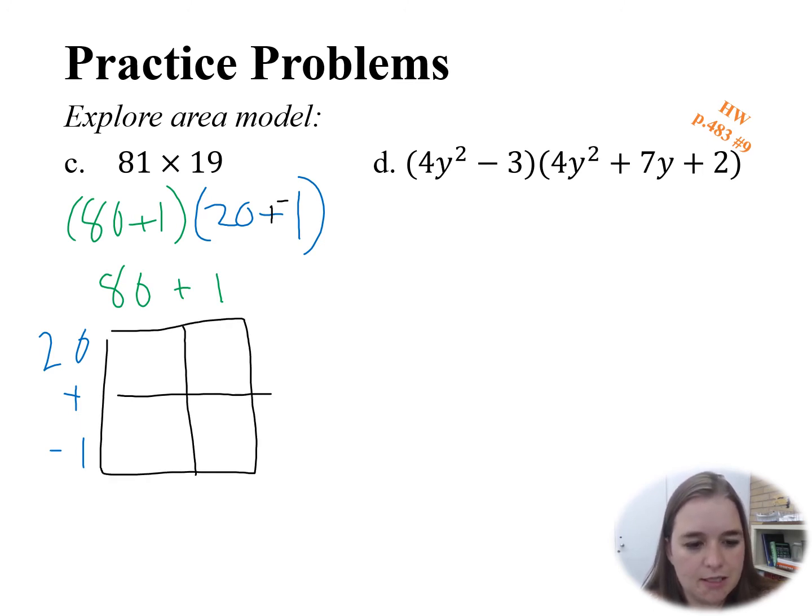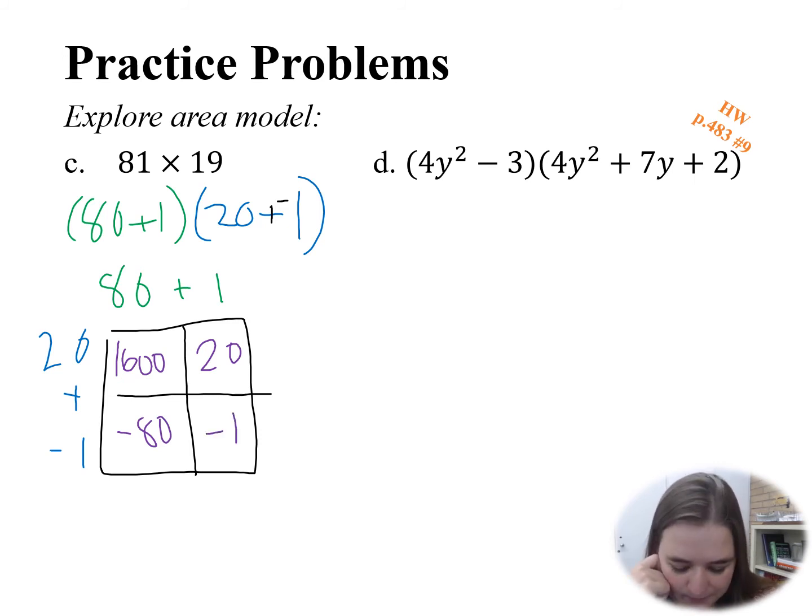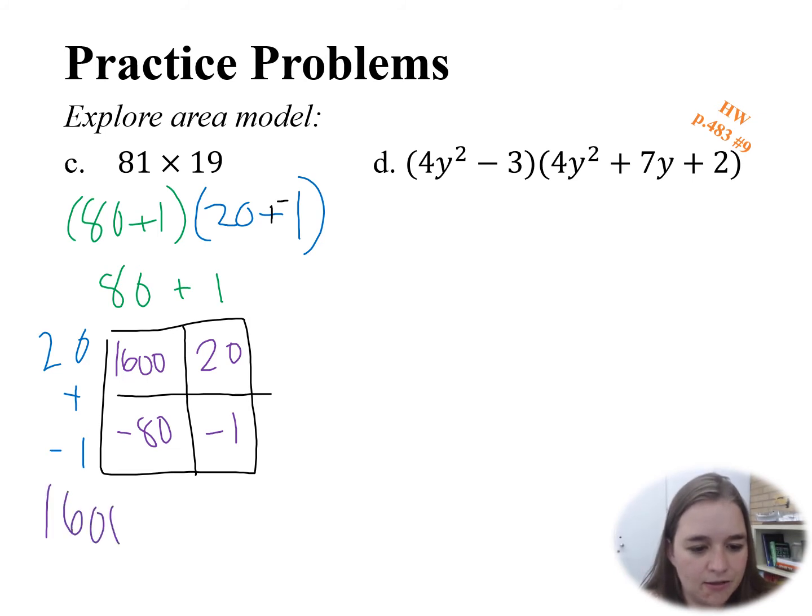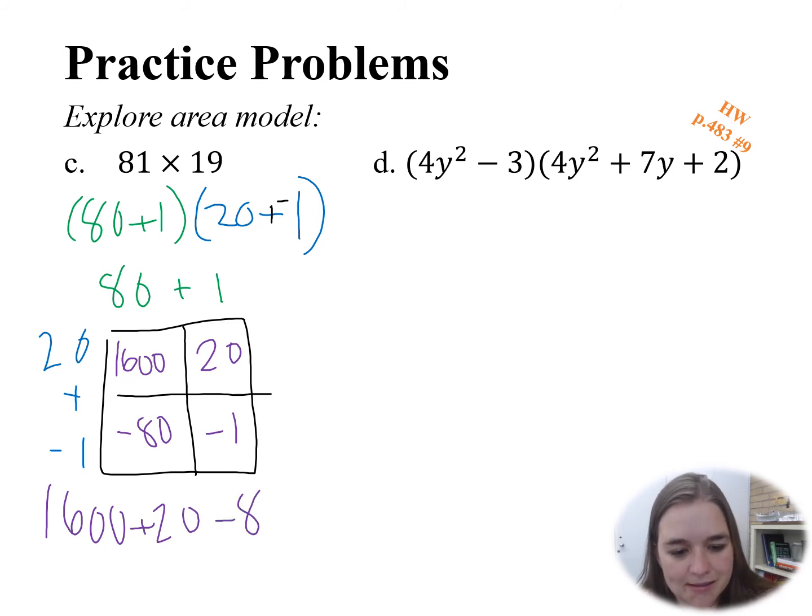I'm going to put each piece where it belongs, and again I'm going to fill in the area of each separate piece to find my total area. 80 times 20 is 1600. 20 times 1 is 20. 80 times a negative 1 is a negative 80. And 1 times a negative 1 is a negative 1. So I'm going to rewrite this out again, and I have 1600 plus 20 plus a negative 80 or minus 80 plus a negative 1 or minus 1.